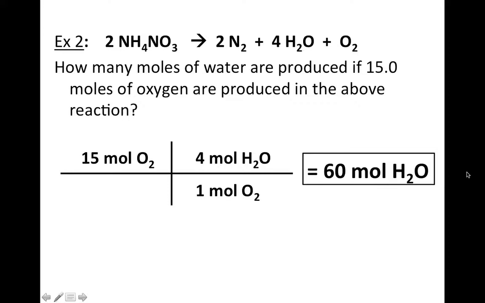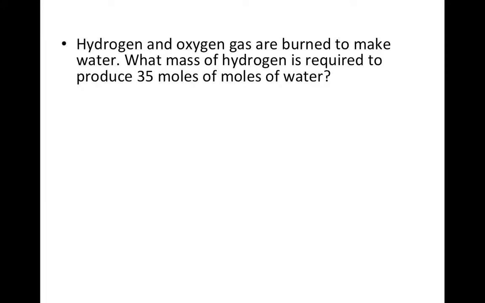And I think the entire front page of your worksheet that you're supposed to be doing is just problems like this, okay? On the back, though, we mix in getting mass, which is just an extra step. So let's look at what happens if I also want to calculate mass on top of that. Okay, so hydrogen and oxygen gas are burned to produce water or make water. So what mass of hydrogen is required to produce 35 moles of water?